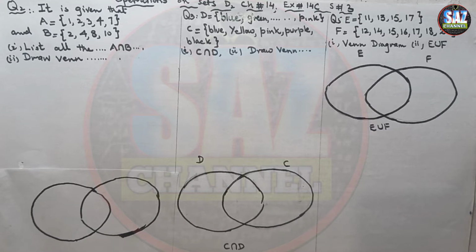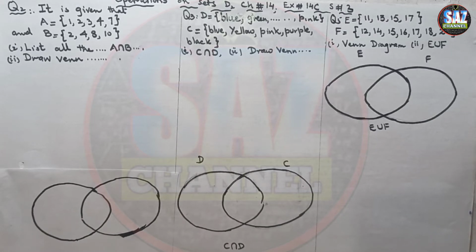If you find any difficulty in understanding the relationship between the sets or how to find the union and intersection between the sets, you can watch my previous lesson, for which I'll give the link in the description box. Let's move to question number 2.